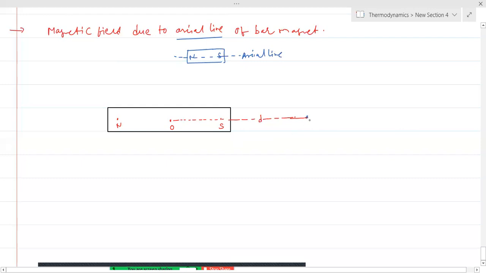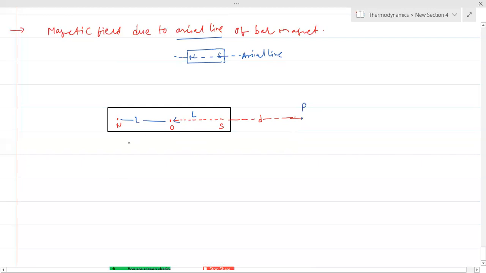So here we first take this length as L, and automatically this length is also L, and this distance we have already calculated. First I am taking the magnetic field. Let us take this point as P.